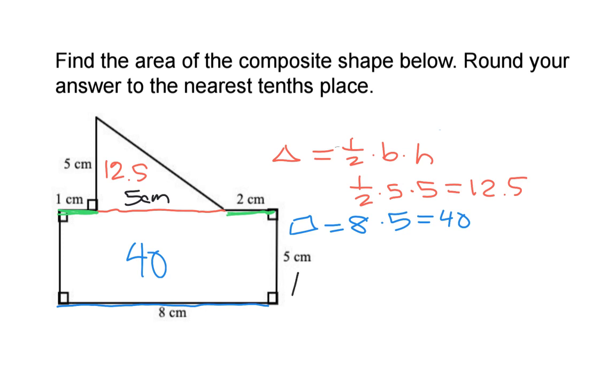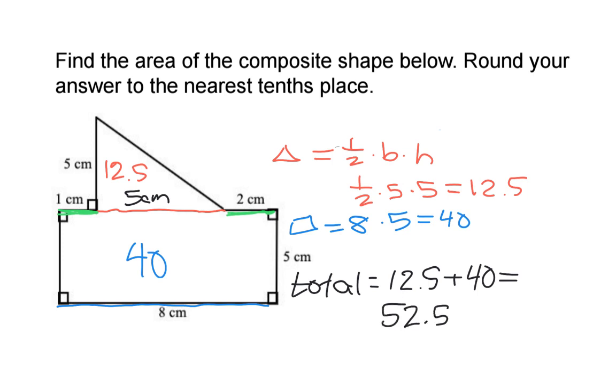So then the total area is going to equal 12.5 plus 40, which adds up to 52.5. And in this example, we're dealing with centimeters, so I'm going to label it as centimeters squared. So my final answer is going to be 52.5 centimeters squared.